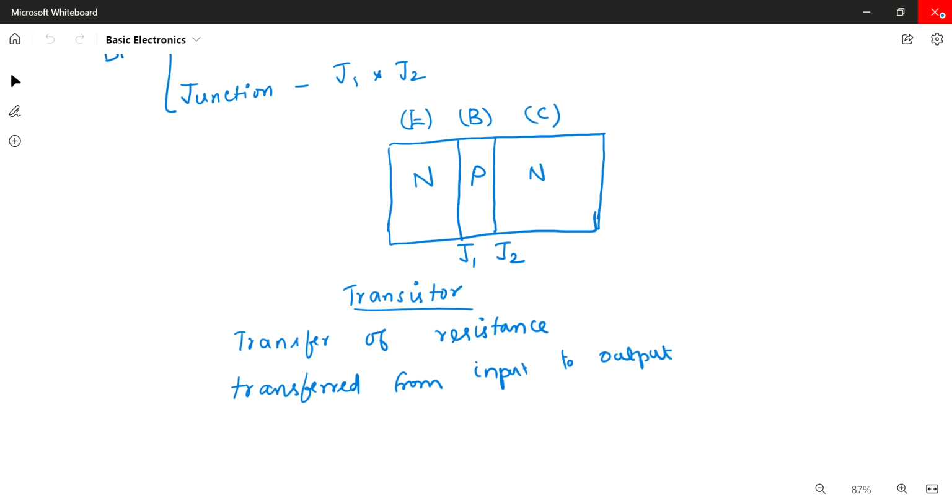At the input side, the resistance of the transistor will be high, and at the output side the resistance of the transistor will be low. That means resistance is transferred from high level to low level, high to low. So that is why it is called a transistor.